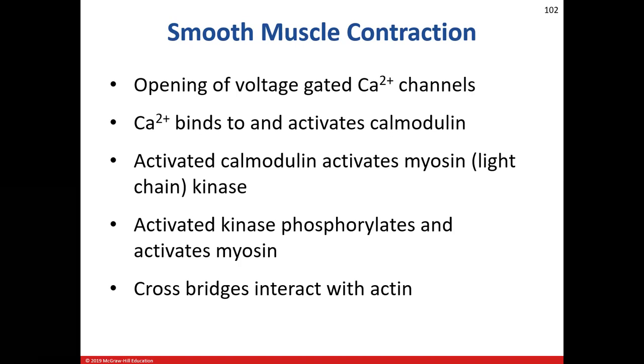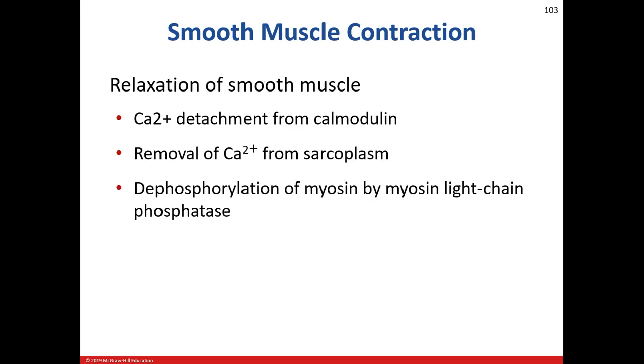And now we go through the cross bridge cycle of pulling our myosin molecules closer and closer together, and that causes the actual contraction of our smooth muscle cell. In order for us then to go through the process of relaxation, we essentially go in the reverse process. We have calcium detachment from the calmodulin. We are then able to pull calcium out of the sarcoplasm, and then we dephosphorylate the myosin by the myosin light chain phosphatase. And now we're back to a relaxed smooth muscle cell.